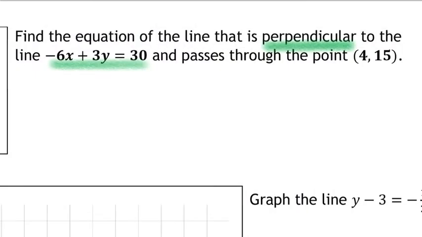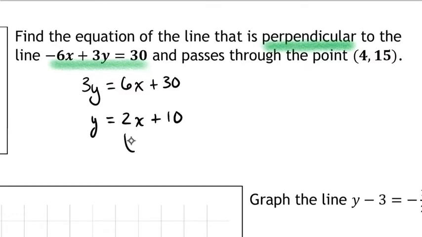Let's go ahead and take that equation, and I'm going to add 6x to each side. So when I do that, this is going to become 3y is equal to 6 times x and then plus 30. And then I'm going to divide every single term by 3. 3y divided by 3 is y. 6x divided by 3 is 2x. And 30 divided by 3 is 10. So I can see this line has a slope of 2 units.